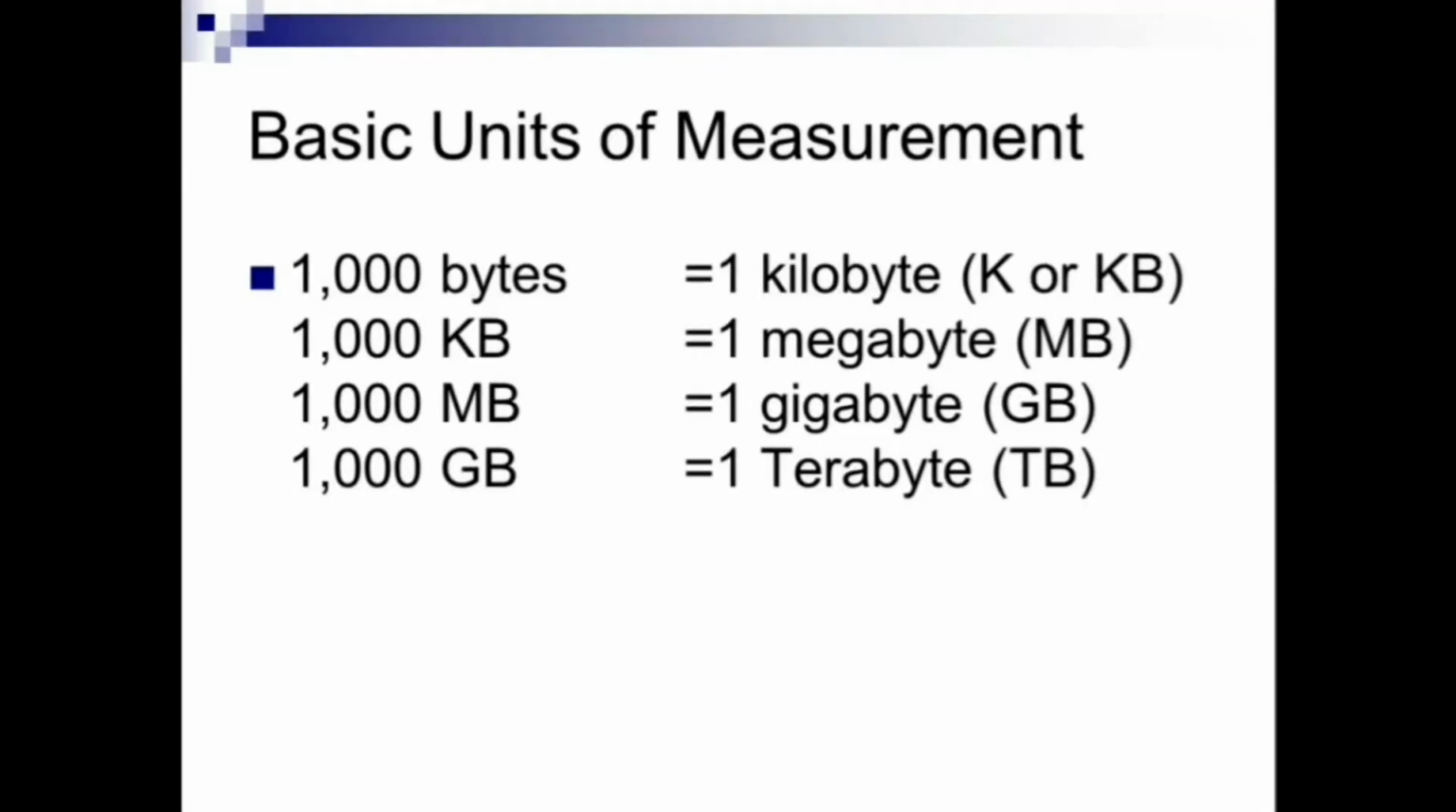Here, 1000 bytes equal to 1 kilobyte, 1000 kilobytes equal to 1 megabyte, 1000 megabytes are equal to 1 gigabyte, and 1000 gigabytes are equal to 1 terabyte.